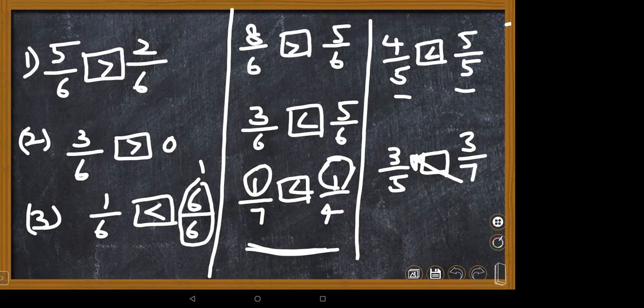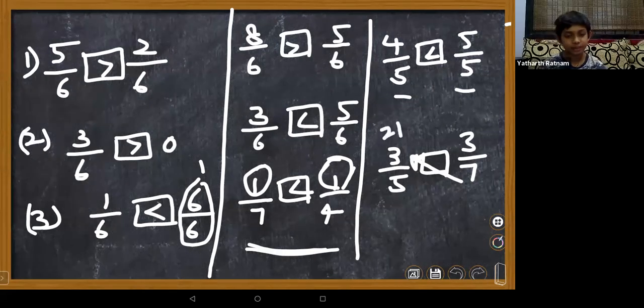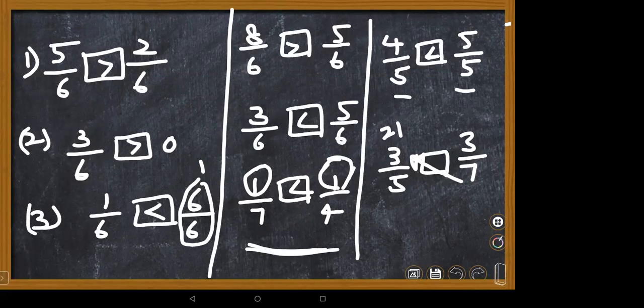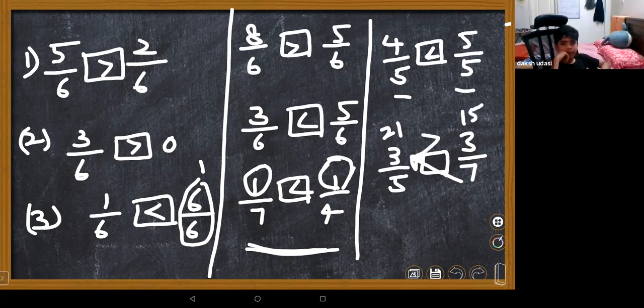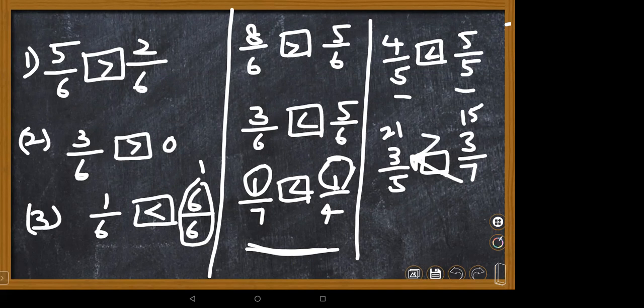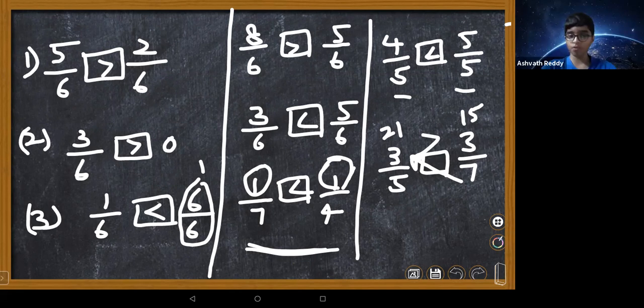Sudisha, are you giving the answer or not? Ma'am, she just now gave the answer. Yeah. 5 threes are 15. Which is greater in these two? 21, so 3 by 5 is greater. Right, right.